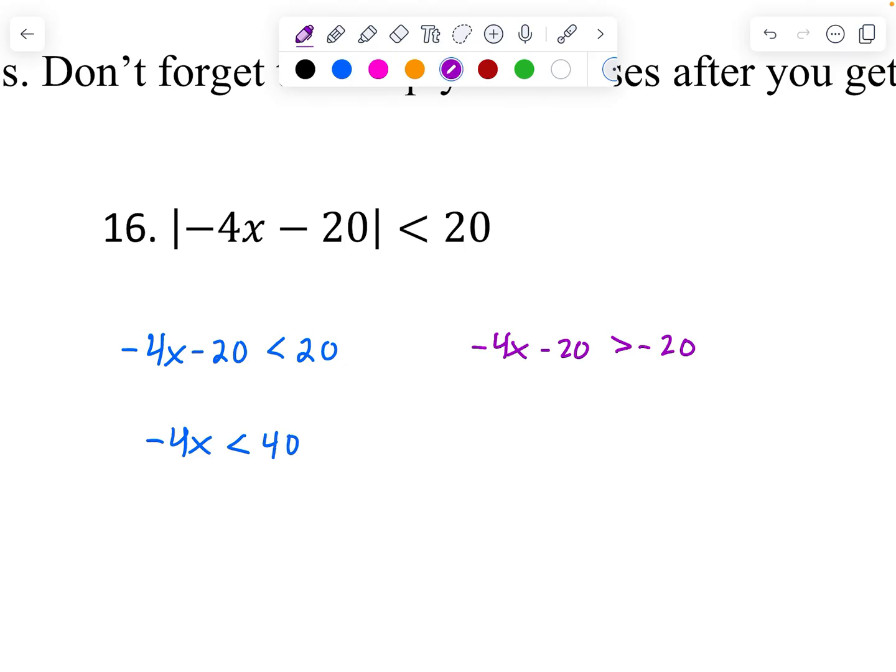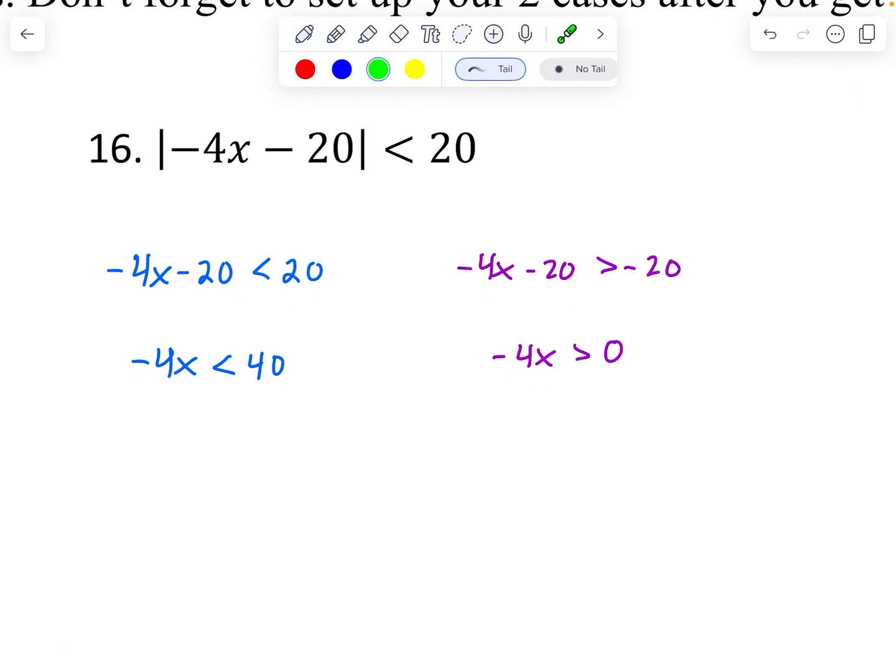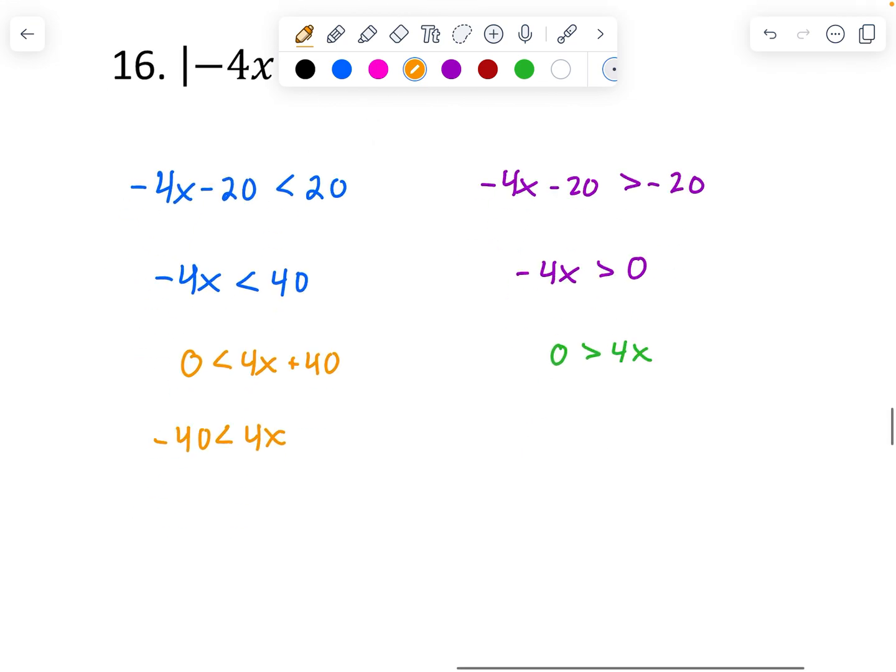And then we're going to add 20 over here. Negative 4x is greater than 0. Now we have a negative 4x, so move it to the other side. So now we have, if you add 4x, you get 0 is less than 4x plus 40. And over here, you get 0 is greater than 4x. Back to the orange one, subtract 40, so you get negative 40 is less than 4x. Divide by 4, and you get negative 10 is less than x, or x is greater than negative 10.